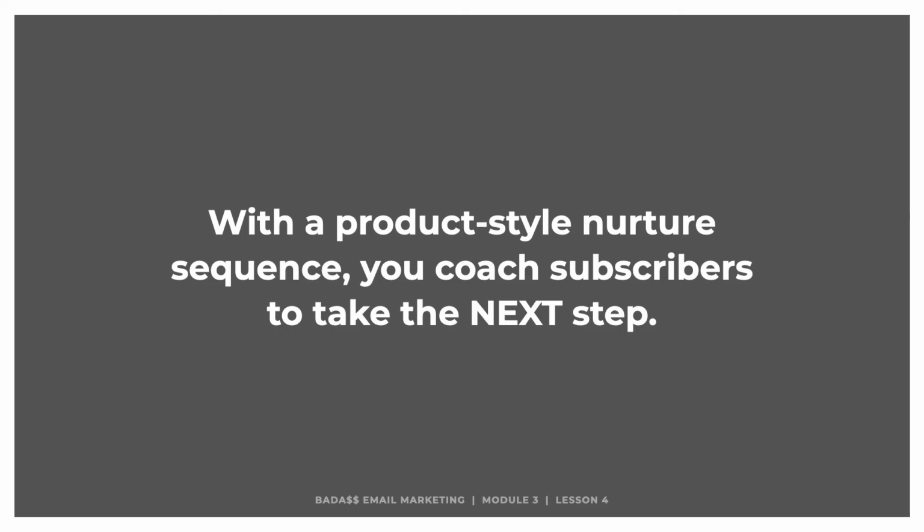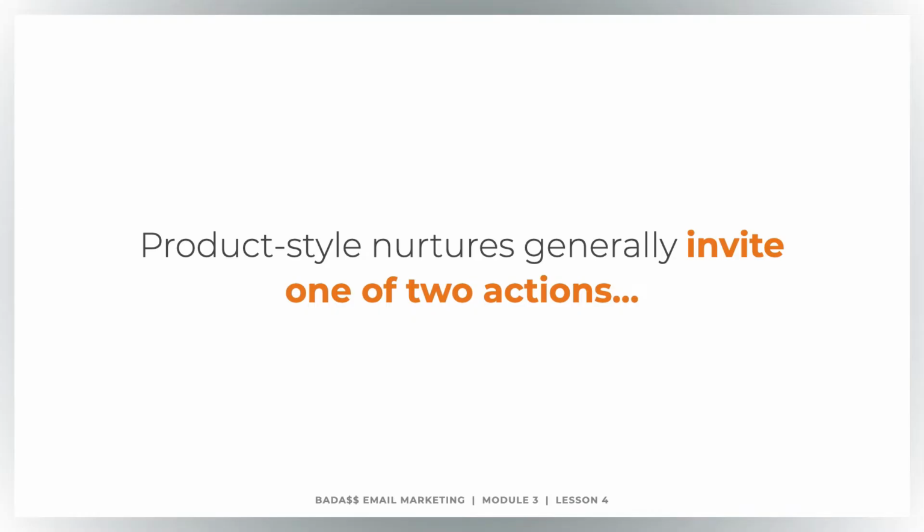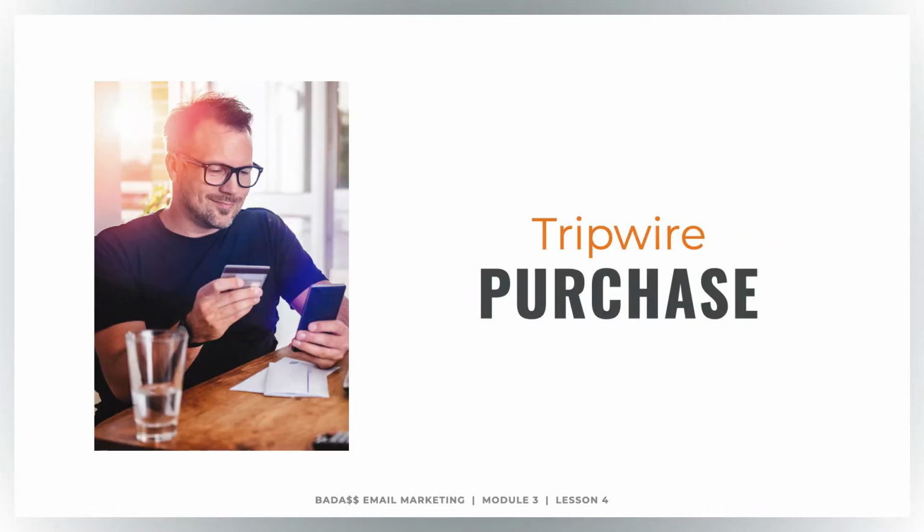Now, again, quick reminder, with a product style nurture sequence, you are coaching subscribers to take the next step. And so product style nurture sequences generally invite one of two actions. The first action is to purchase a Tripwire. Now, if you're not familiar with the term Tripwire, it's just a fancy word for a low price offer related to your freebie. Now, you'll often use a Tripwire not because you're really trying to make a lot of money, but as a way to defray ad costs.